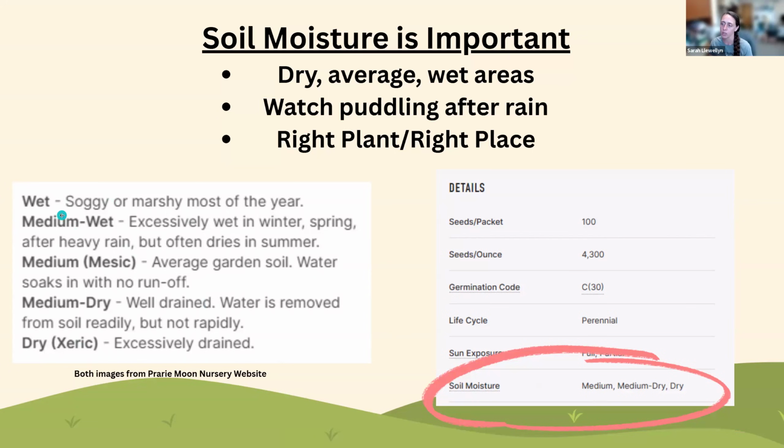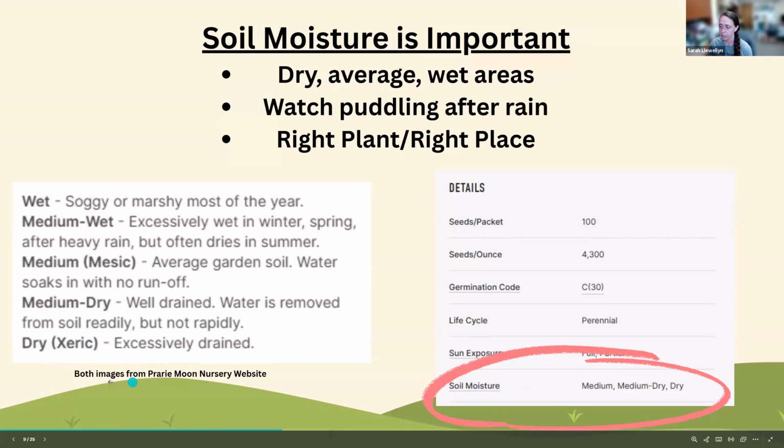So like wet means soggy, marshy. It's just wet most of the year. Medium wet, wet part of the year. Medium, average garden soil, that's our normal soil. Medium dry means water is just gone from it pretty quickly. And then dry is just excessively drained. You can work with some of your soil, but just know where your soil is at for now.